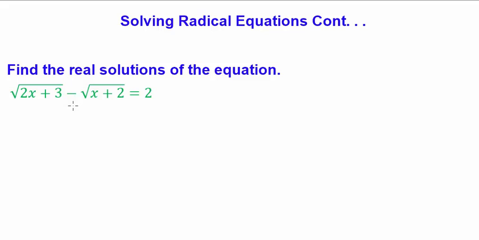So I've got this equation, and what makes this difficult is the fact that I have this constant 2. If there was no constant 2, this would actually be a far simpler problem. But because of that constant 2, it makes it quite a bit more challenging.